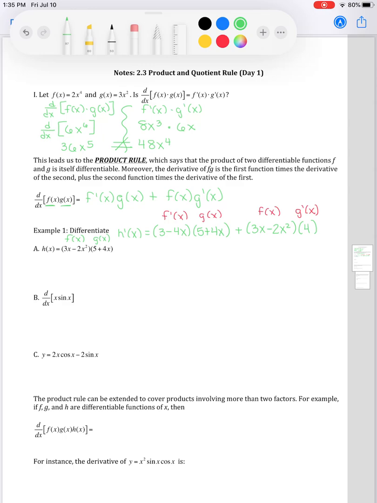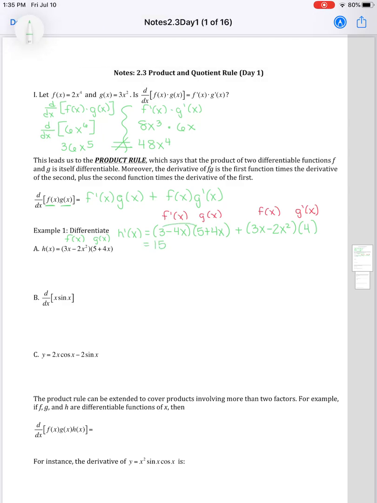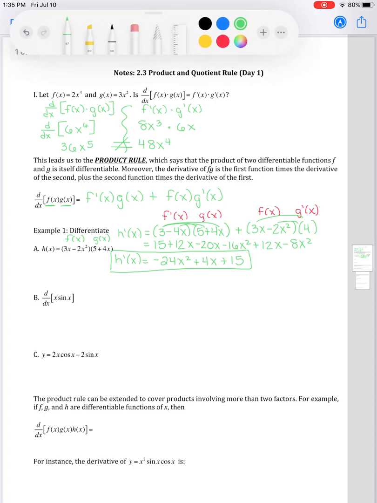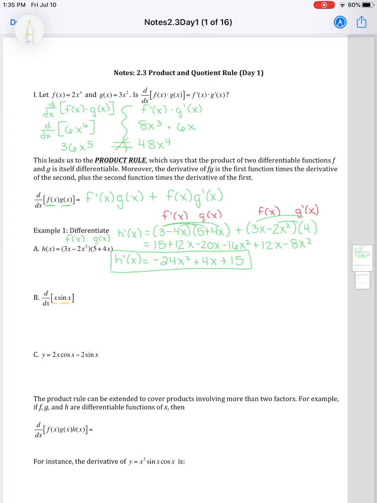So again, you take one derivative at a time, and then regardless, you're still going to have to FOIL this out. So we have 15 plus 12x minus 20x minus 16x squared plus 12x minus 8x squared. When we combine like terms, we have negative 24x squared, 24 minus 20 gets us a positive 4x, plus 15. And that is what your final derivative would be equal to for that one. Okay, so again, one derivative at a time.